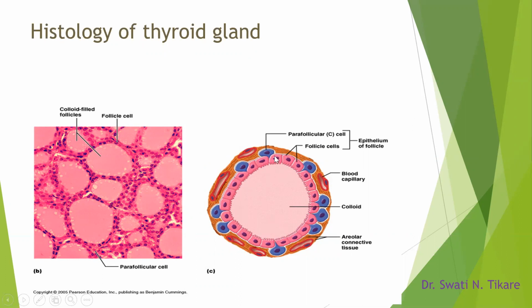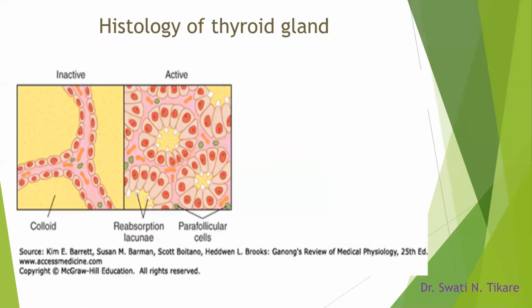And in addition, there is one more type of cell, that is the parafollicular cells, also called the C cells. So today, the important cells for us are the follicular cells, which are responsible for the secretion of the thyroid hormones. The parafollicular cells are related to calcium homeostasis. They produce another hormone called calcitonin. Okay, we will not do anything about it right now. So this is the histology.